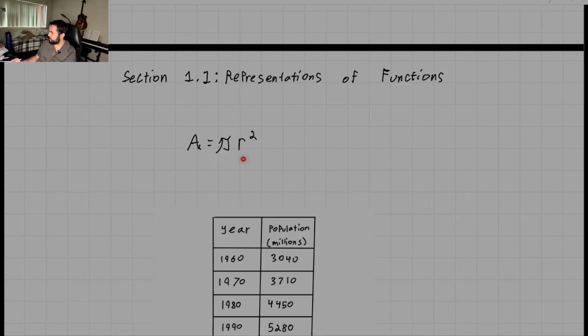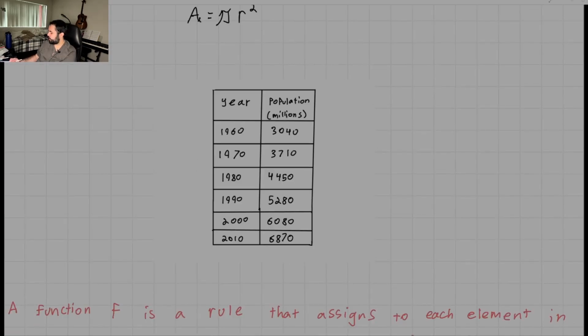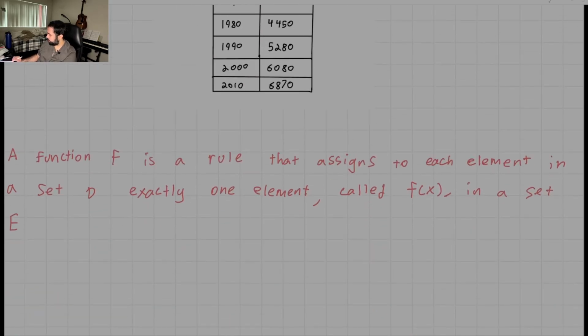These are two different sets. We have a different set for our input, so we have a different set of numbers that we can use for our radius. And then our output is a completely separate set, which is the set of numbers that we can get for the area of a circle. And again here, the year is our input. So these are sets.